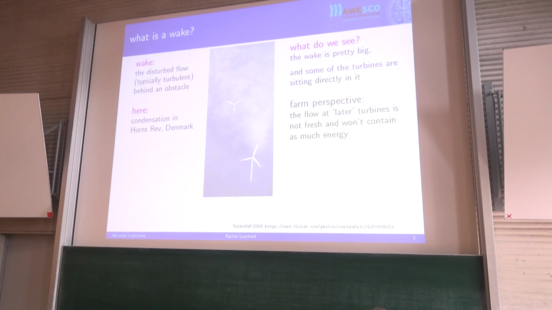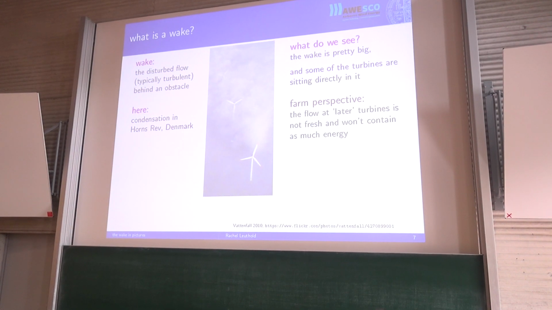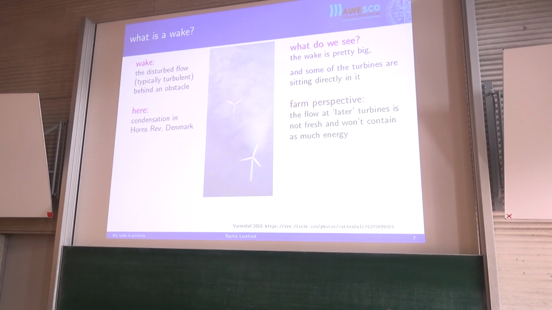So from a farm perspective, what this means is that the flow is no longer fresh when it comes to the later wind turbines. So the later wind turbines aren't receiving the free stream velocity that the first wind turbine would see. And because of this turbulent mixing in the wake, these later wind turbines don't get to harvest wind which has as much energy as the first turbine did. So within the farm then, later turbines will be less productive than the first ones will.